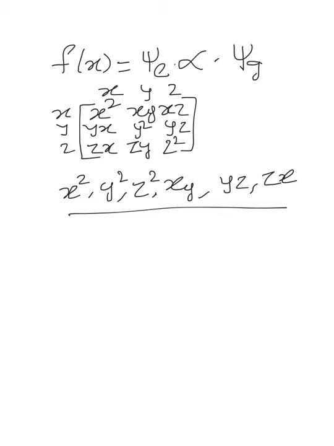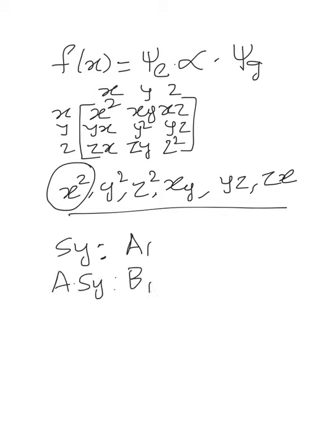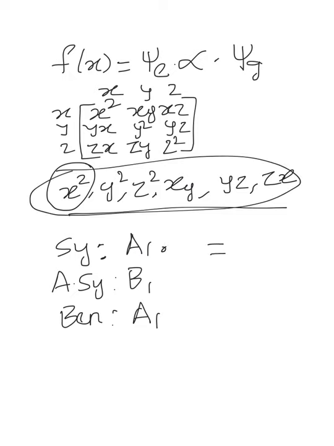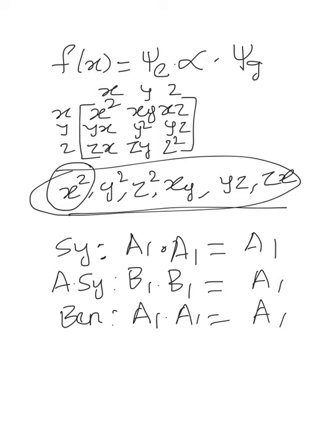So when you have the C2V character table, you have to check. The symmetric stretch is A1, the anti-symmetric stretch is B1, and the bending is A1. So we go back to the character table and check which of these 6 components have either A1 or B1.